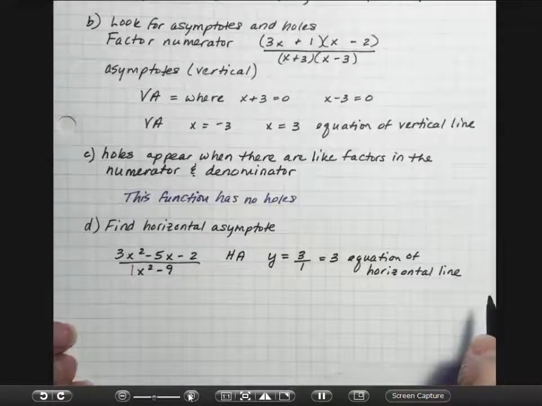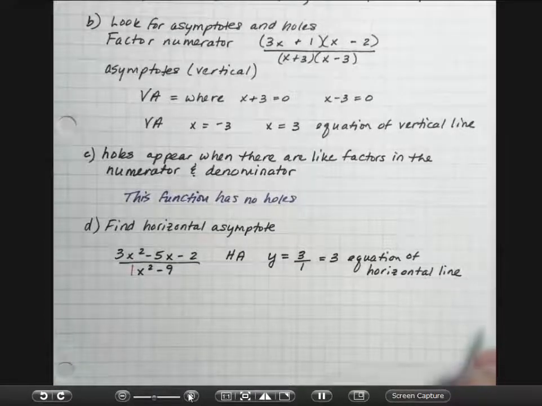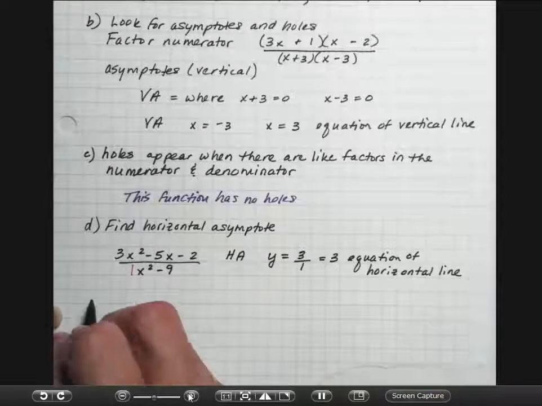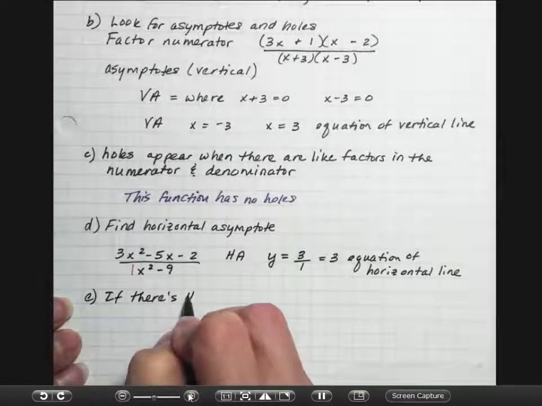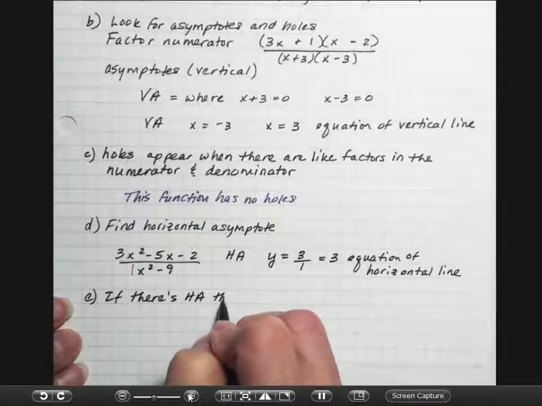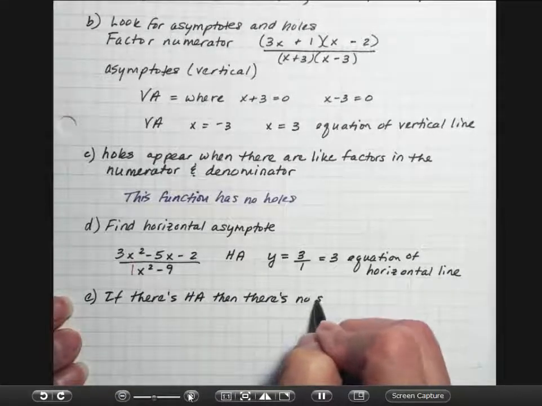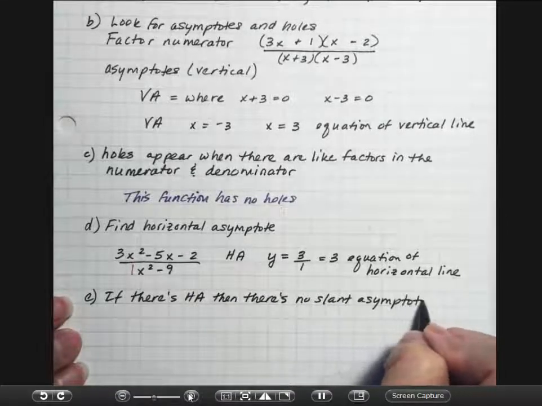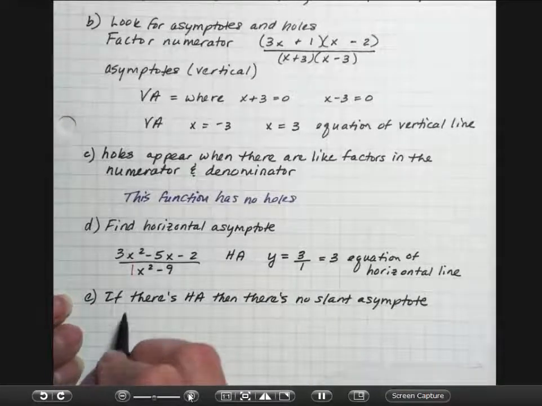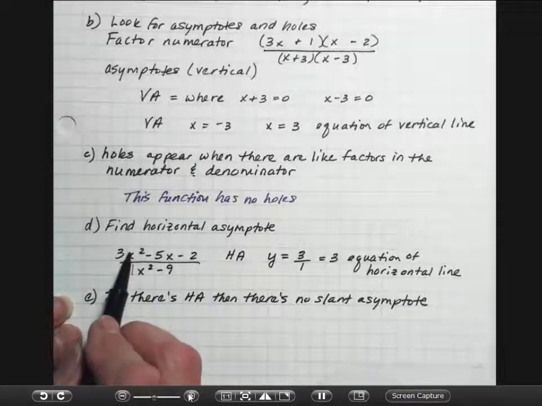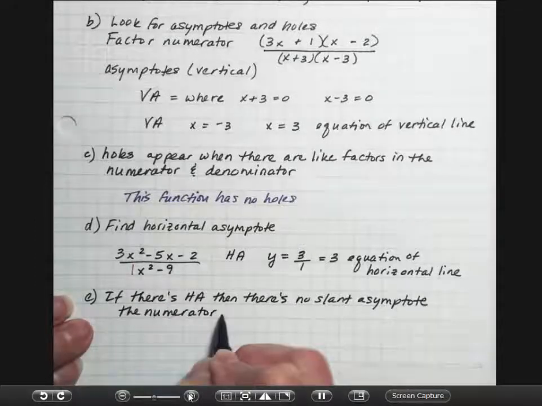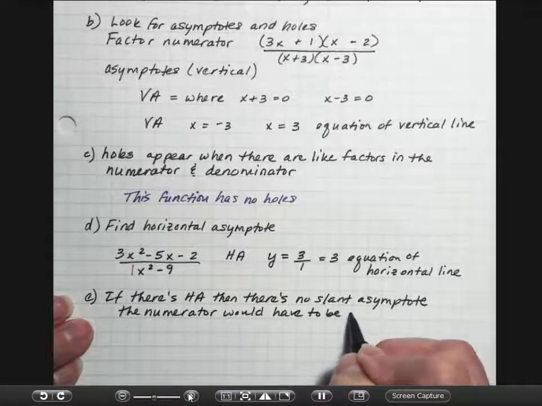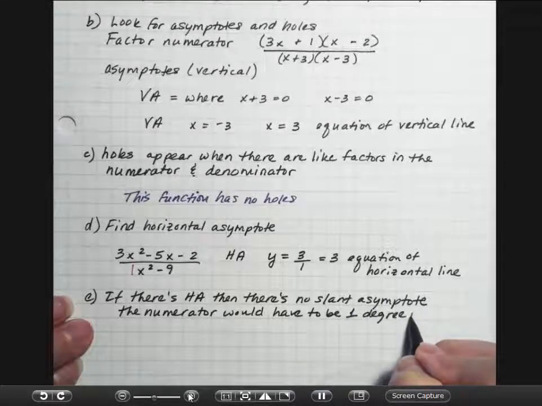Okay, the next thing it says is to find the slant asymptote. Well, if I have a horizontal asymptote, then there's no slant asymptote. For there to be a slant asymptote, you would have to have the degree in the numerator be one more than the degree in the denominator. So the numerator would have to be 1 degree more for there to be a slant asymptote.